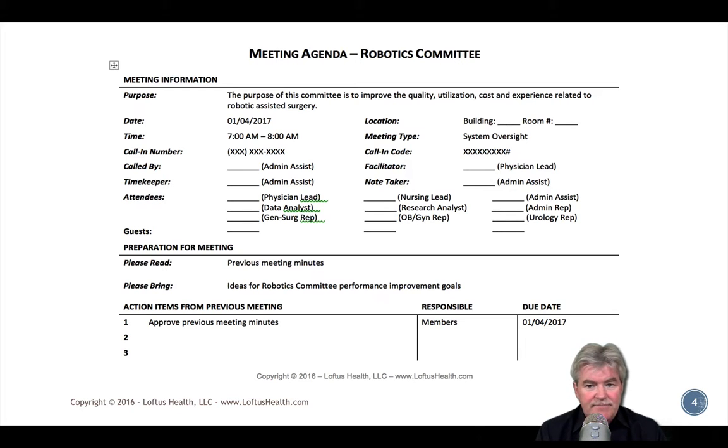Have a note taker. It always drove me crazy. We'd show up at meetings and someone would say, who's going to take the minutes today? And you're like, really? We're spending the first 5 minutes waiting for someone to put their hand up and be the minute taker. Have that figured out ahead of time. And as you'll see when we get to infrastructure, having an admin assistant who's part of that meeting is going to be really key if you can do that.